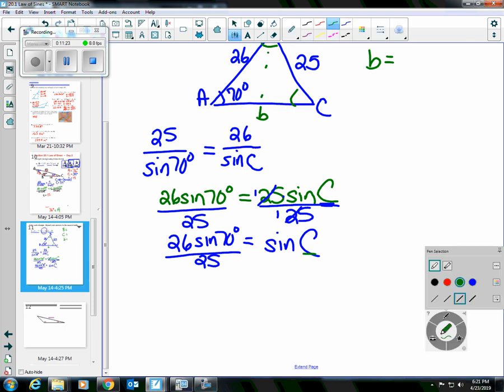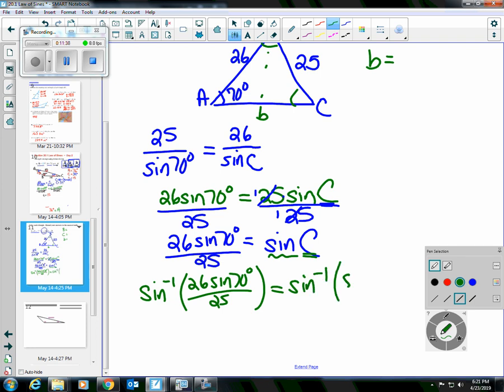I need to figure out how to find C. Well, I have to undo sine, so I do its inverse. So on each side, I'm going to take the inverse sine, and I can solve. So I'm going to take the inverse sine on each side of the equation. Again, that's doing the opposite operation. It's no different than taking the square root on each side if you have squaring.